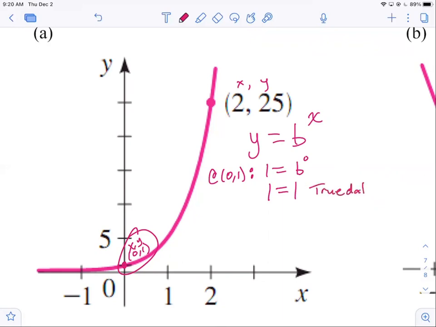True that. That doesn't really help me, does it? Doesn't help me at all. The variable went away, so that must not be the point that I need to use. Let's try the other point.